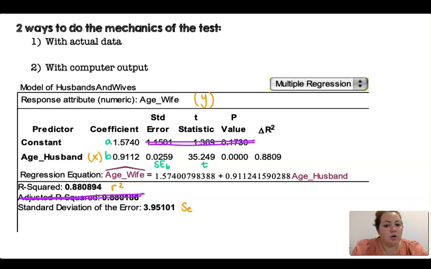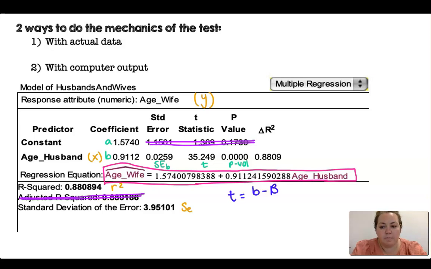SEB is the standard error of your slopes, and then T, your test statistic, and then P, your p-value. And that's pretty much everything. And then here you have your equation. So they wrote out the least squares regression line equation for you. So the predicted age of the wife is 1.574 plus 0.9112 times the age of the husband.